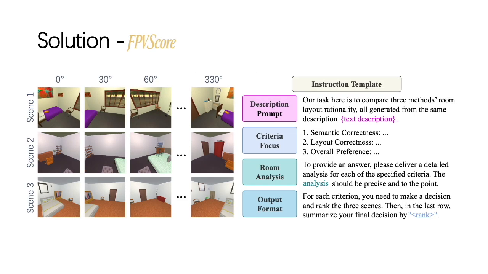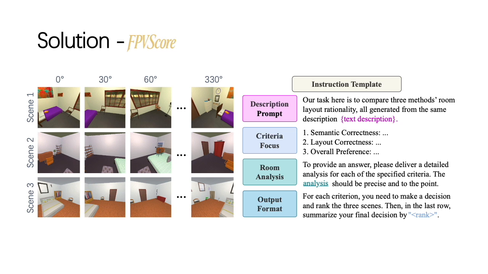Specifically, we render frames at 30-degree intervals to ensure comprehensive coverage. These frames are horizontally concatenated to form a compact visual summary. We stack the summaries for scenes generated from all competing methods and input them into the VLM simultaneously, avoiding inconsistencies that could arise when evaluating them in isolation.